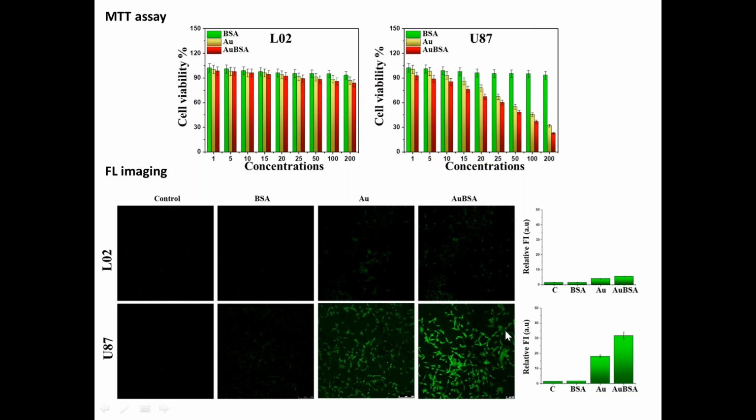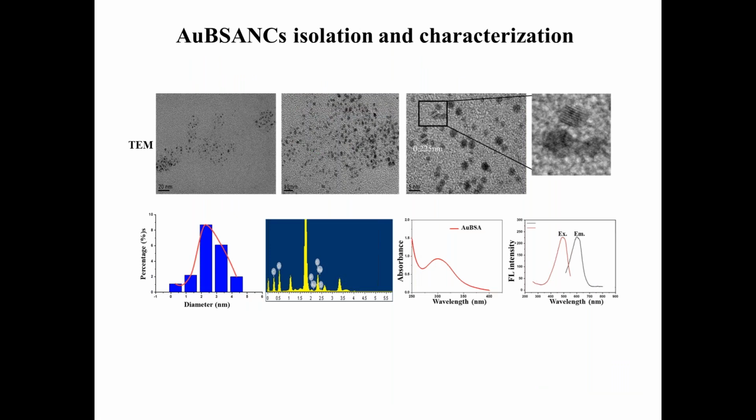After confirming, we isolated gold BSA nanoclusters by the freeze and thaw method. We treated the cells for 24 hours with gold BSA. After that, we removed cells from the cell culture dish, centrifuged them, and froze and thawed 5 times. Then we centrifuged for 10 minutes at 800 xg to isolate gold BSA nanoclusters. After that, we characterized them.